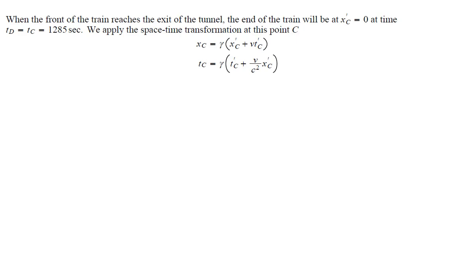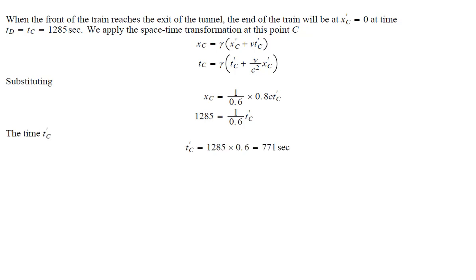When the front of the train reaches the exit of the tunnel, the end of the train will be at x prime c equals 0 at time td equals tc equals 1285 seconds. We apply the spacetime transformation at this point c. Substituting, the time t prime c equals 1285 times 0.6 equals 771 seconds. The location of the end of the train relative to k is xc equals 1028 c.